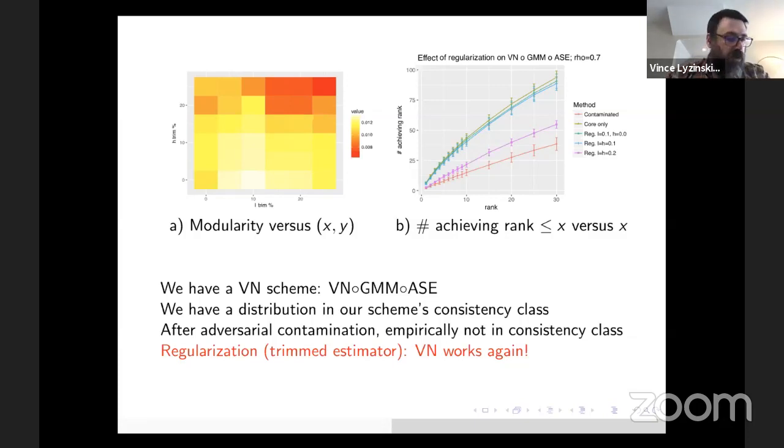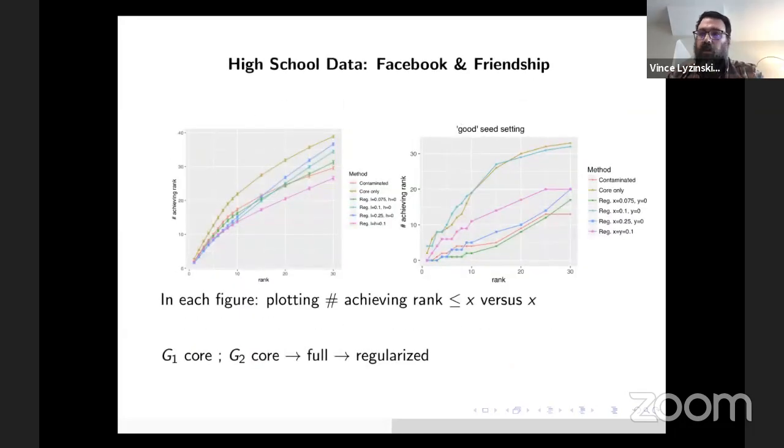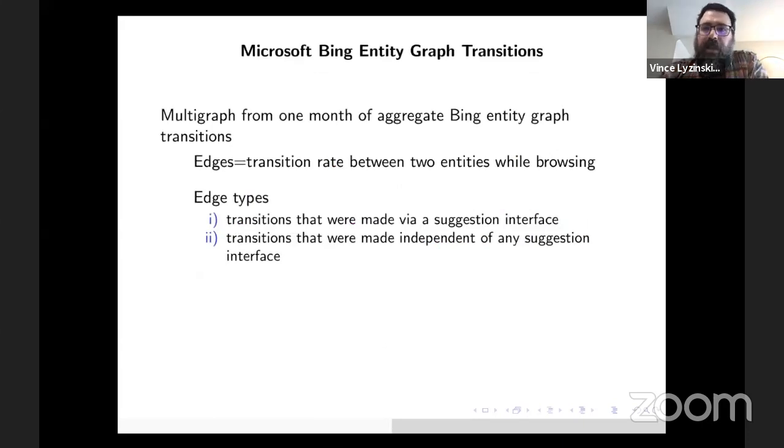Okay. And I have only a few minutes left, so I'm going to skip the friendship example. I'll only say that the same phenomenon holds here, where the adaptive regularization, the regularization it tells you to pick, is actually the one that gives us really good performance, or that is able to bring the performance in the contaminated setting back up to the clean setting. Okay, because I want to get to the last example, which is sort of the motivating example for all this work.